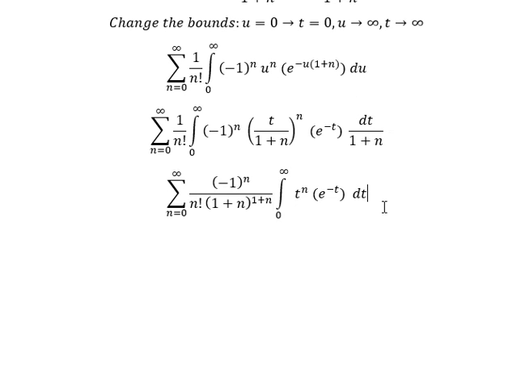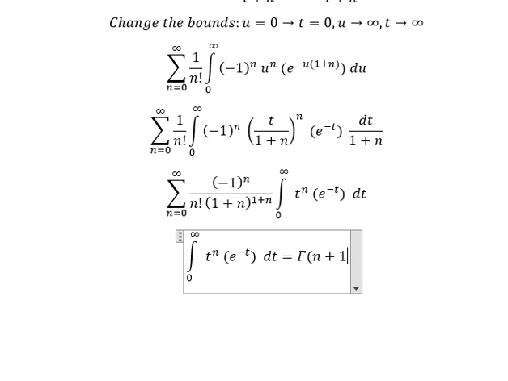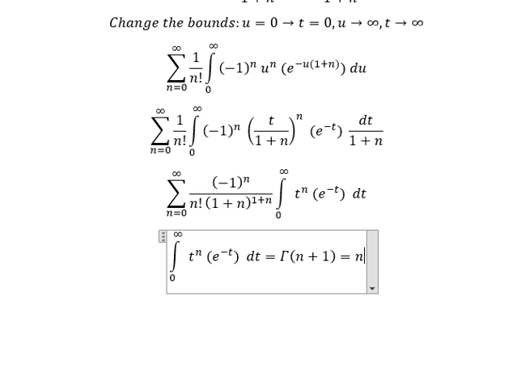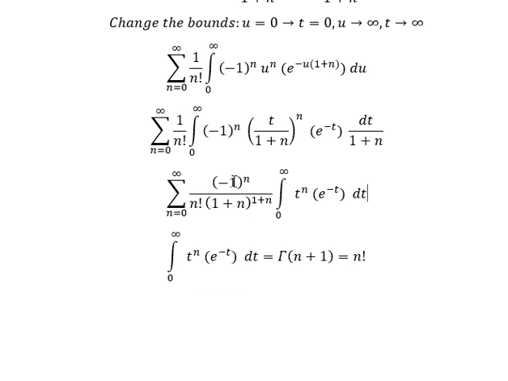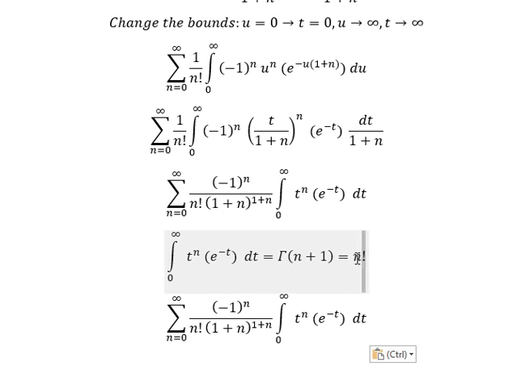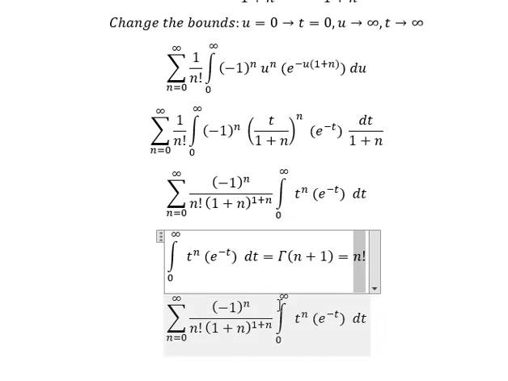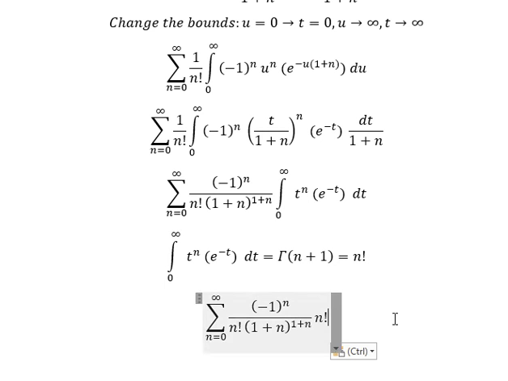Next, we have the formula in here equals gamma of n plus 1, or equals n factorial. So I will put this one go in here, and now we can simplify.